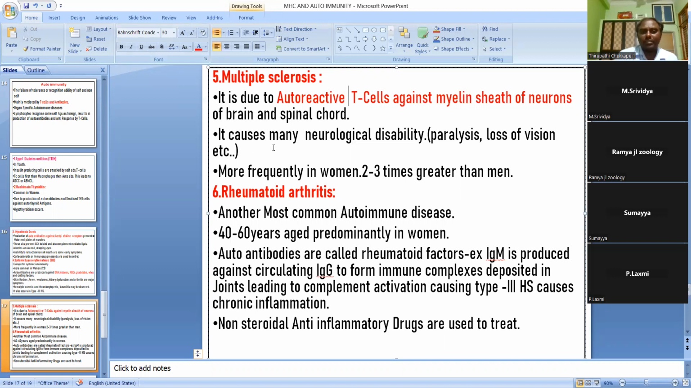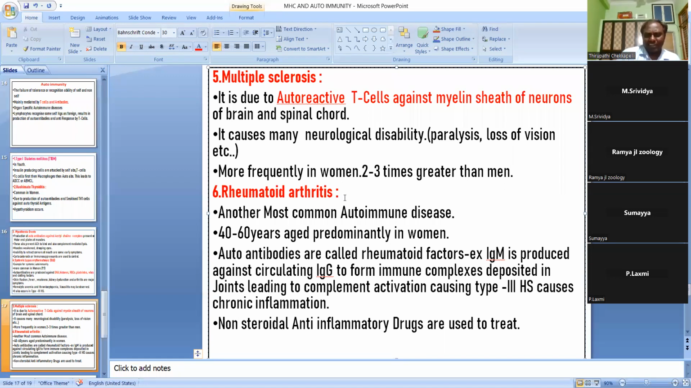Okay, so that causes many neurological disabilities like paralysis, loss of vision, etc. So different kinds of neurological problems are seen. That's why it is multiple sclerosis. It also occurs 2 to 3 times more frequently in women than in men. Right. So then rheumatoid arthritis, it is also seen mostly in women.